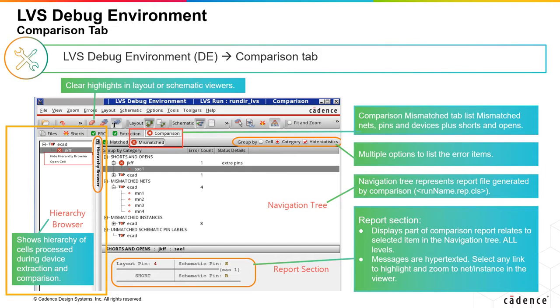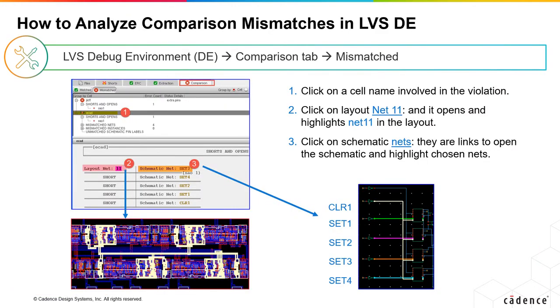The Hierarchy Browser is part of the Extraction and Comparison tabs. It shows the hierarchy of cells being processed during device extraction and comparison. The Hierarchy Browser context menu has a couple of options, to hide this hierarchy browser and to open the selected cell in the layout. How to analyze comparison mismatches in LVS-DE.